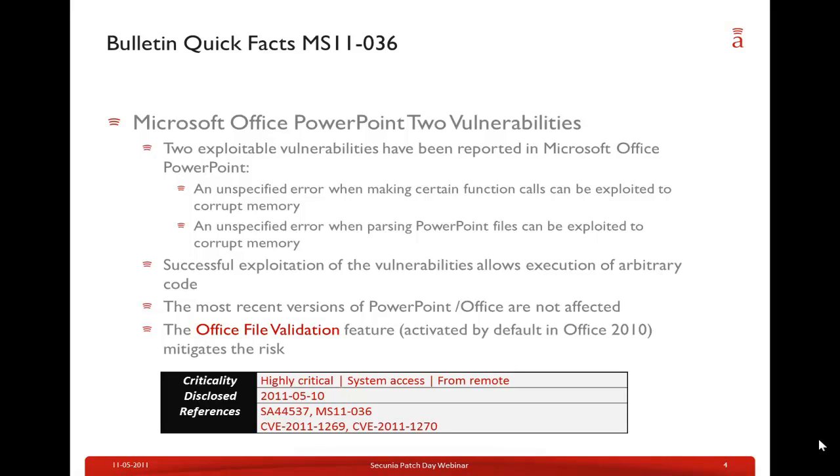It's notable that the most recent versions of PowerPoint and Office are not affected by those vulnerabilities. Further, the new Office File Validation feature from Microsoft, which is installed and activated by default in the latest versions of Office 2010, can effectively mitigate the risk. We rate this vulnerability as highly critical as it is exploitable from remote, while the other vulnerability in today's bulletins did provide system access upon successful exploitation.